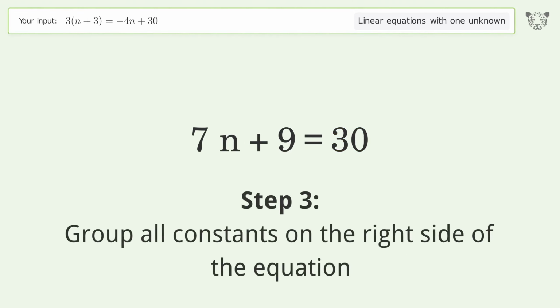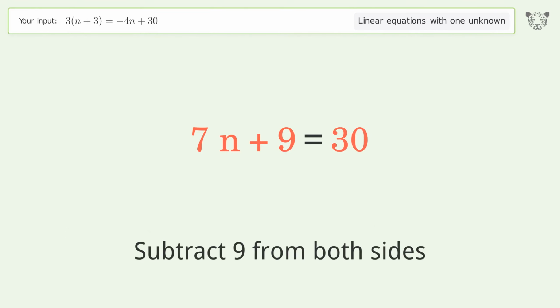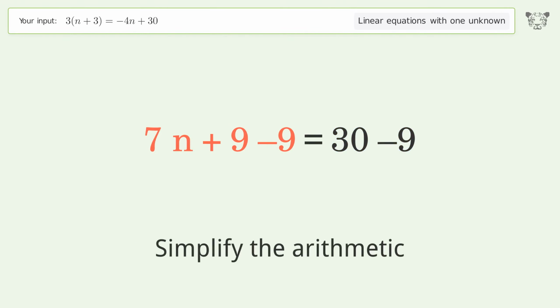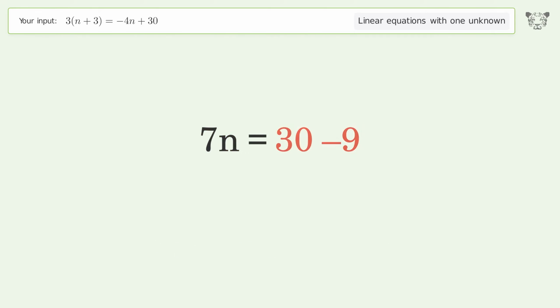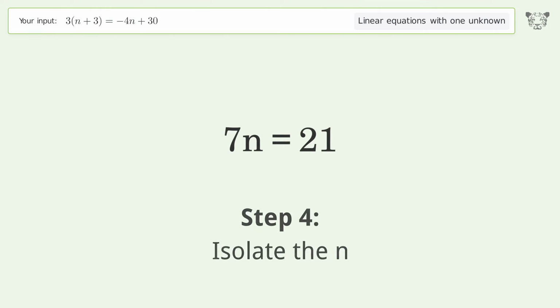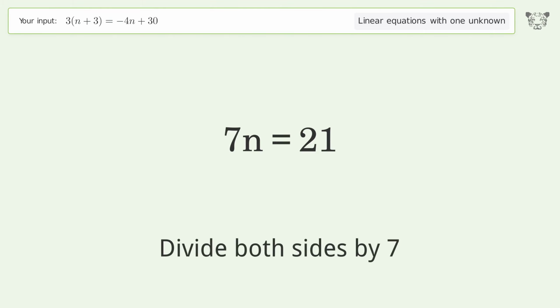Group all constants on the right side of the equation. Subtract 9 from both sides. Simplify the arithmetic. Isolate the n. Divide both sides by 7.